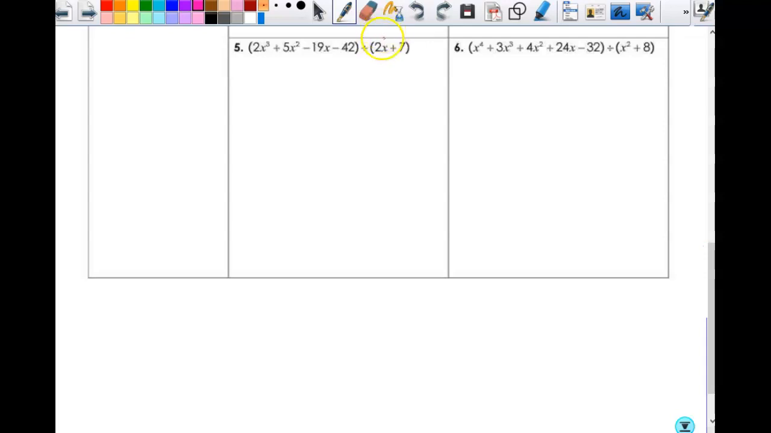So number 5, a is not 1 here. So we've got 2x plus 7. We're going to divide into 2x cubed plus 5x squared minus 19x minus 42. All right, so I start just like before. 2x, if I divide it into 2x cubed, what would I get? X squared. So I'm going to get x squared, so I have to put it above the x squared term.